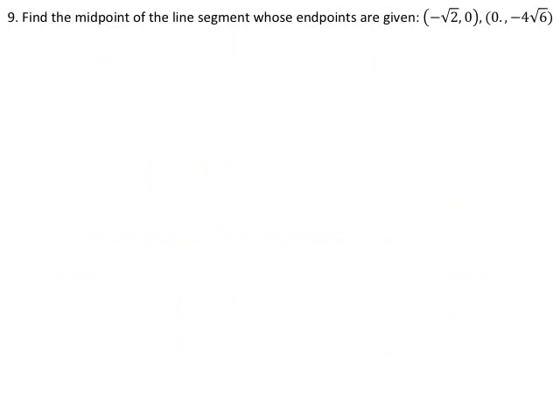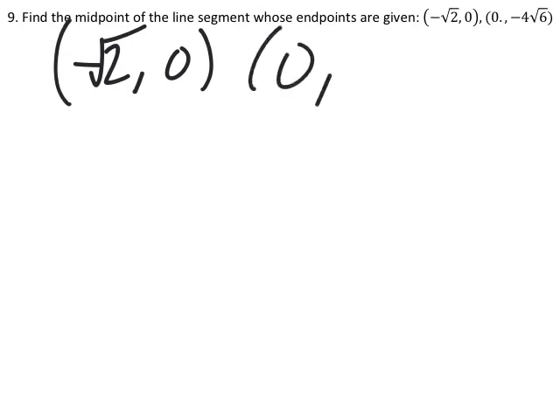Alright, number 9. We need to find the midpoint of the line segment whose endpoints are given. So we just need to find halfway between these, alright? So for example, let's go and list these points, negative square root of 2, 0, and 0, -4 root 6. Ignore this decimal right here. It's not really important.